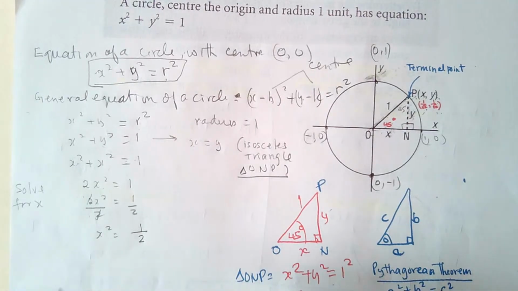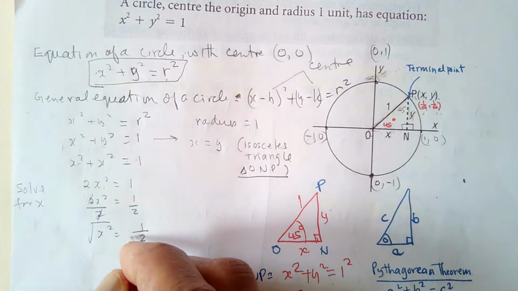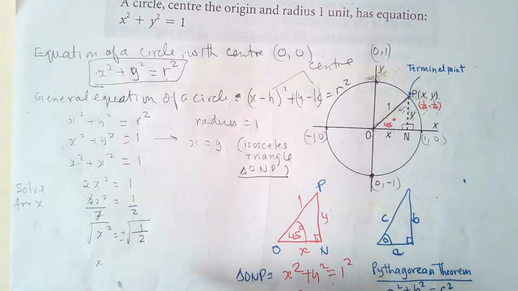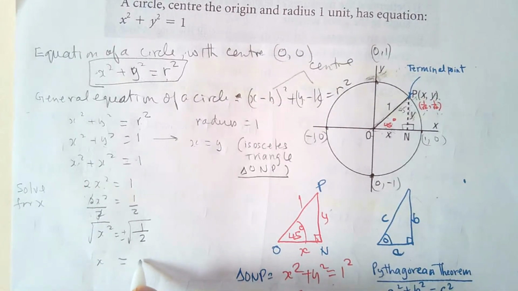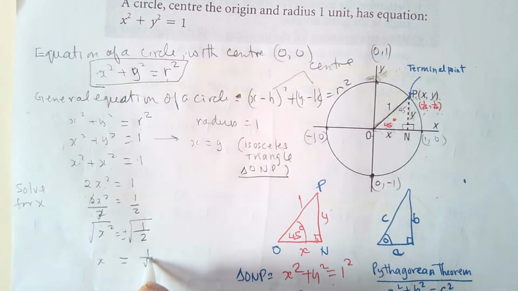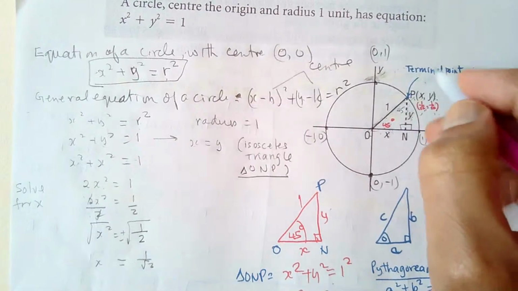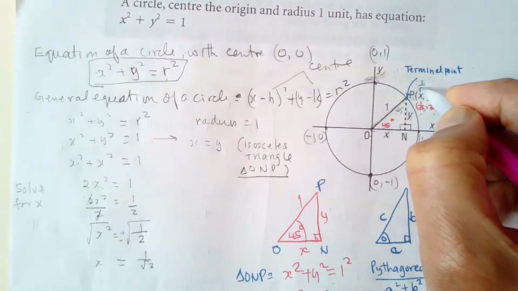Now we want to solve for x. We square root both sides. So we have x is plus or minus, but we'll use the positive part of that because we're going to have a negative direction or a vector. This is a vector. x is equal to 1 over root 2. That's what we have here. So x is 1 over root 2.